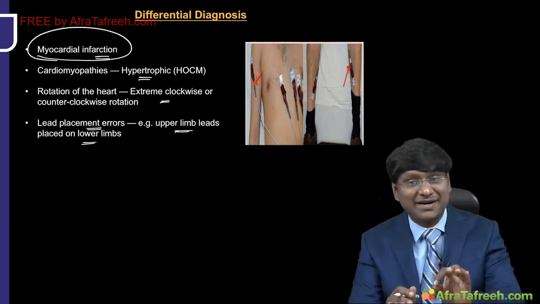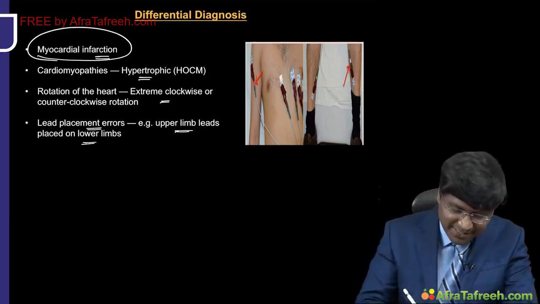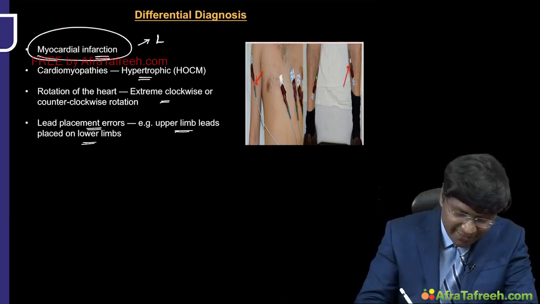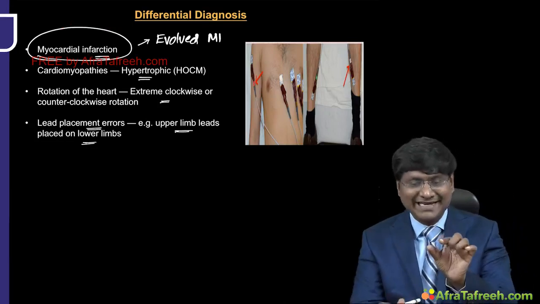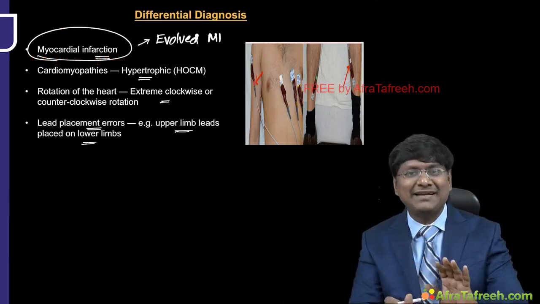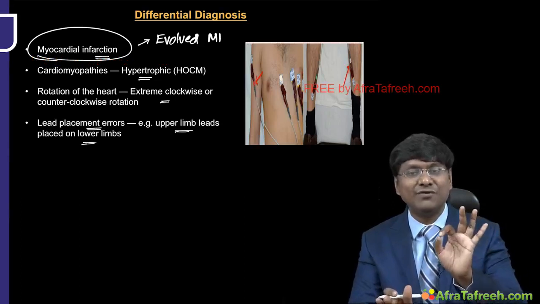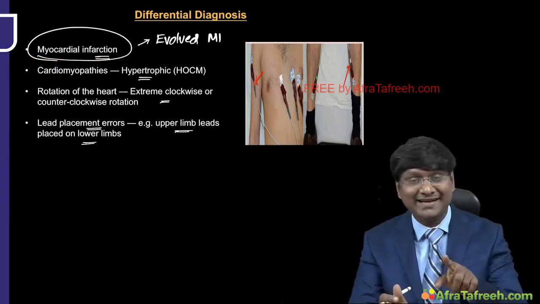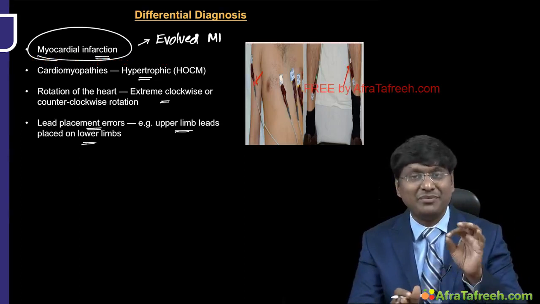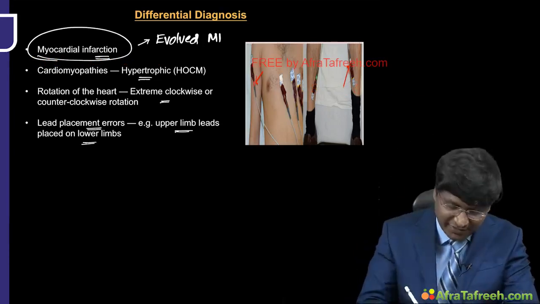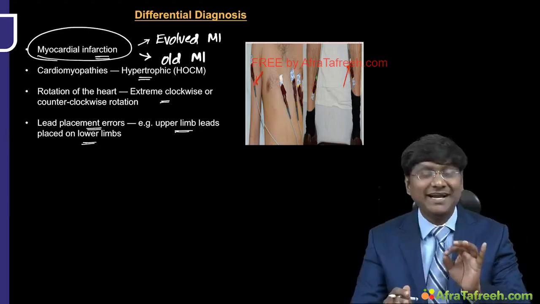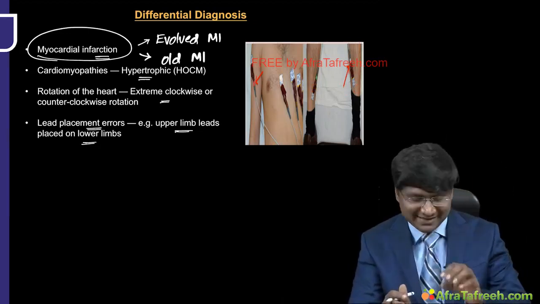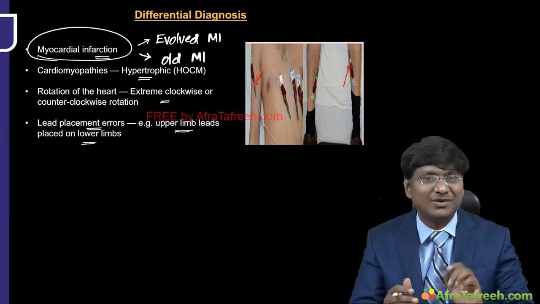In case of myocardial infarction, let me tell you, you will get this Q wave in case of a fully evolved MI. What do you mean by the word fully evolved MI? The entire myocardium is completely dead. That is called fully evolved MI. And the other area where you can have this pathological Q wave is in patients with old MI. Right? In patients with old MI, there also you have this pathological Q wave.